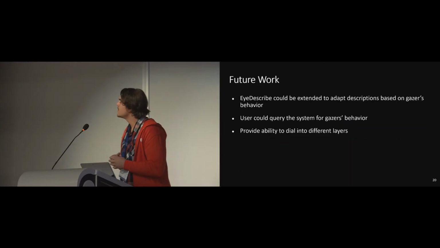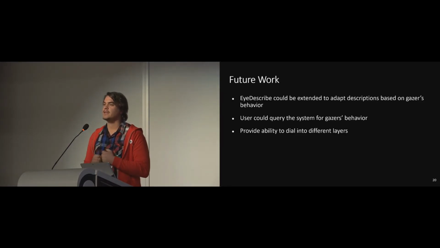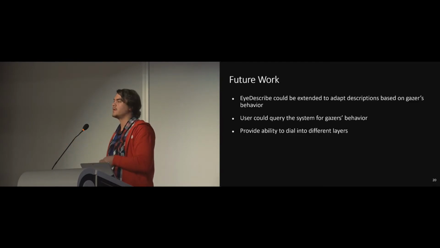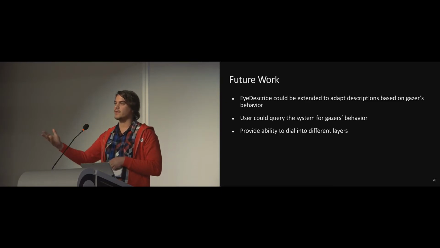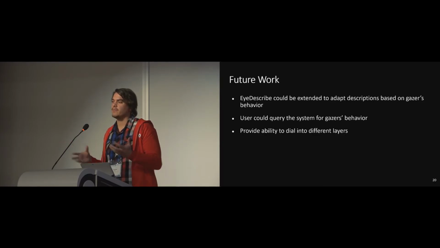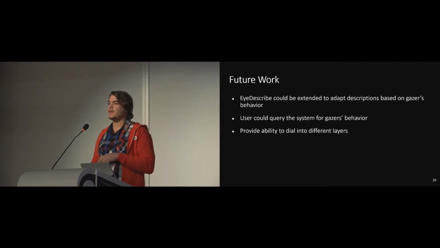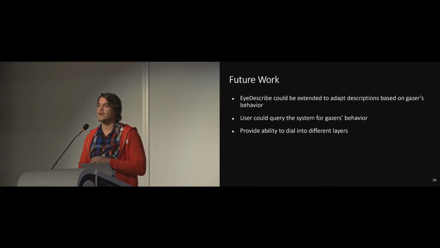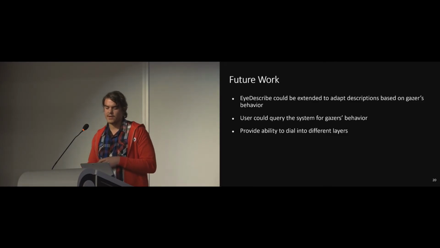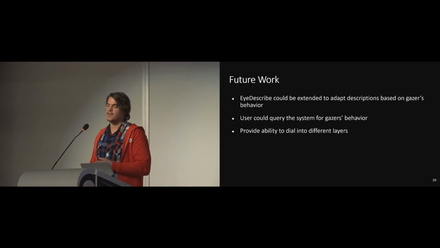And so to further improve this interface, EyeDescribe could be extended to adapt descriptions based on a gazer's behavior. Meaning if these images were displayed on a digital screen, as somebody is looking at the image, it could zoom into certain areas or crop areas, and maybe the image could actually query the gazer to explain more about certain features. And so then on the user side, the user could query the system for the gazer's behavior, such as what did people look at the most, or what did people look at first, or what did people not really look at all. And then also providing the ability to dial into different layers of the description or data, such as colors and textures, and even subjective feedback.